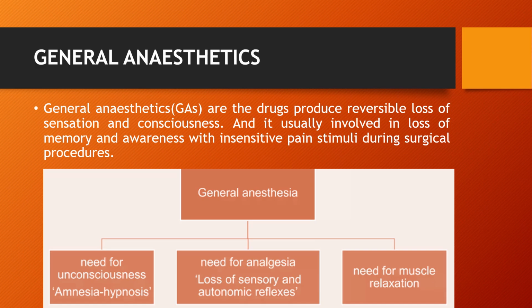General anesthetics are the drugs which produce reversible loss of sensation and consciousness, and it usually involves a loss of memory and awareness with insensitivity to pain stimuli during any surgical procedure. We use general anesthesia for the need of unconsciousness, to maintain amnesia, a hypnosis like condition, for analgesia like loss of sensory and autonomic reflexes, and also for muscle relaxation.